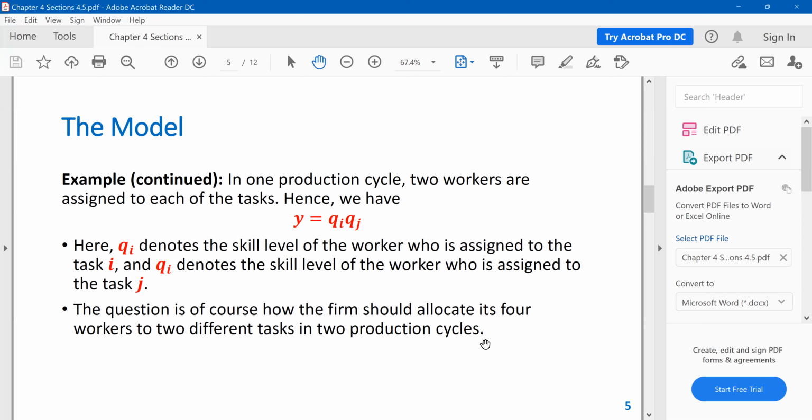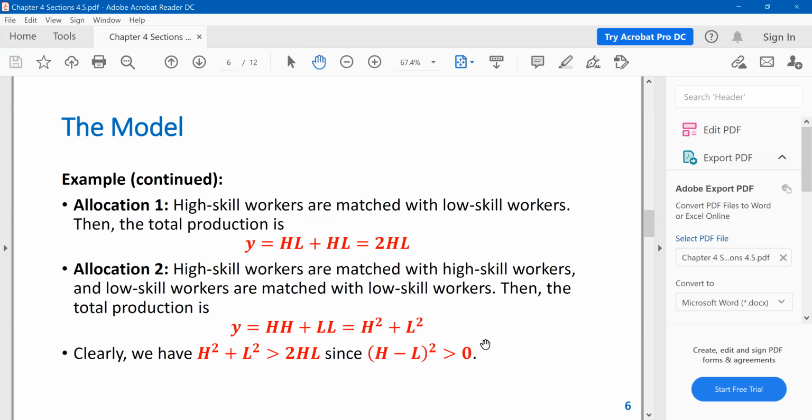So if you have 4 workers, you can have 2 simultaneous production cycles, right? So in one production cycle, 2 workers are working. In the other one, 2 workers are working. In both cycles, each worker is basically responsible for one of the tasks. Okay? Now then there is a very simple allocation problem for the firm, right? So how does the firm allocate workers for these tasks? Okay. Now, let's look at two different allocations.